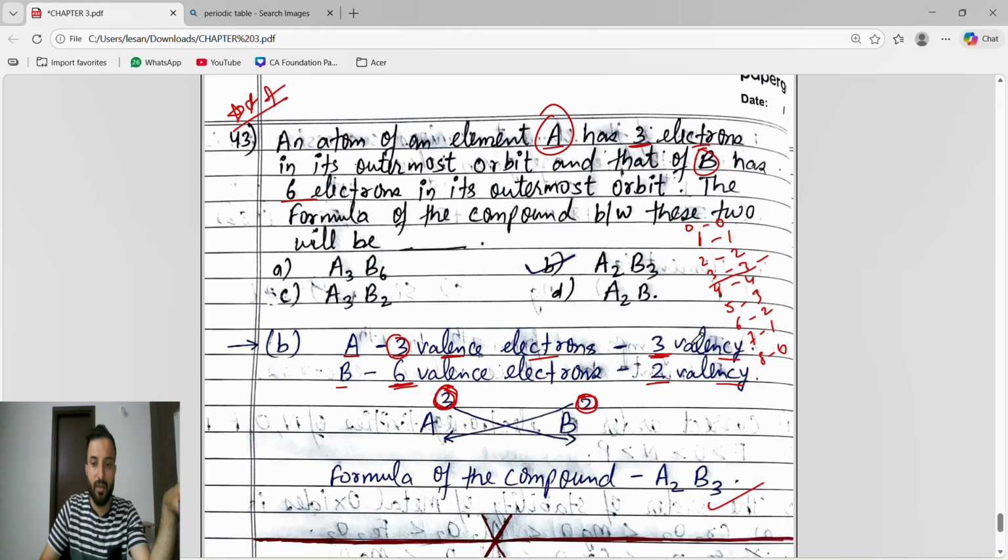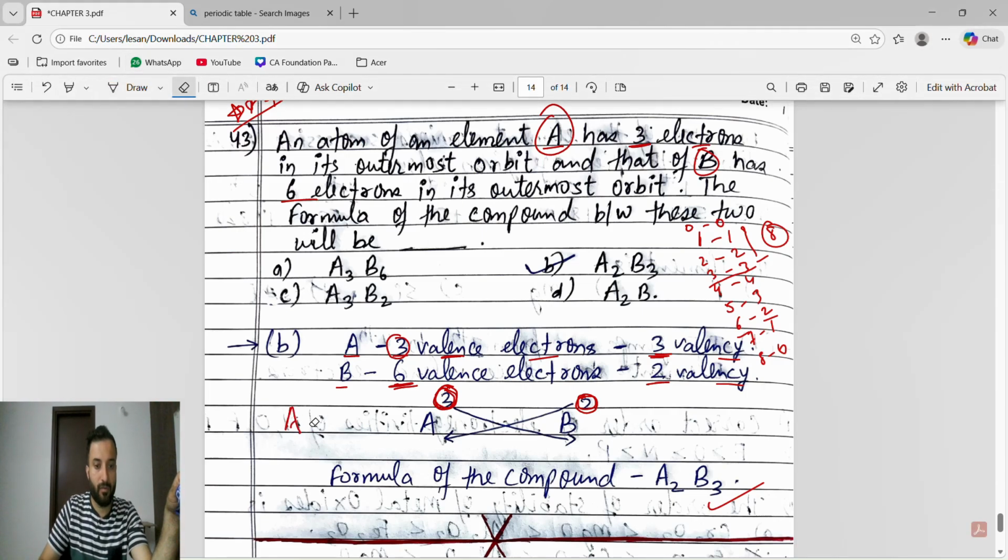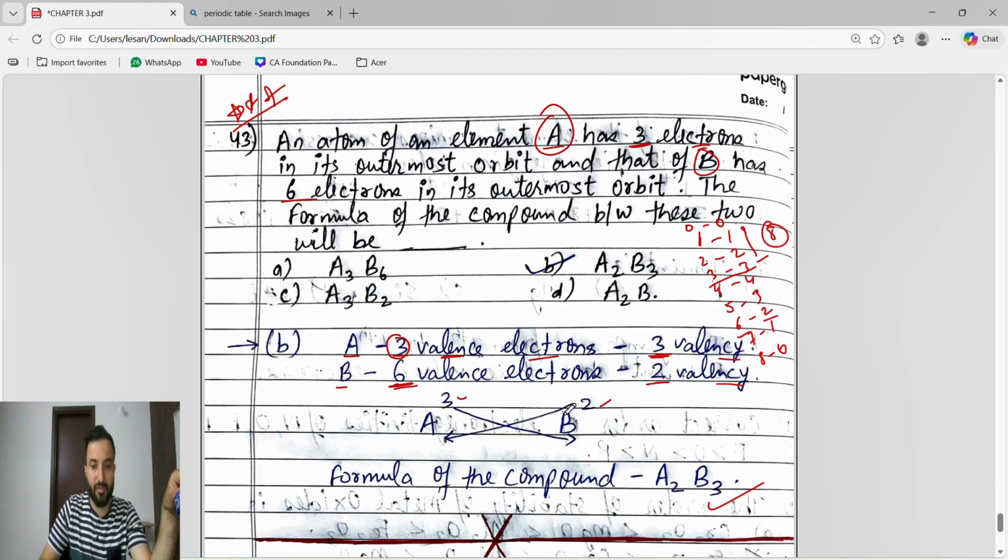So A has 3 valency. B has 6 valence electrons, so 2 valency. Why did it happen like that? Because in total we want 8 electrons. Here 6 plus 2 is 8, 5 plus 3 is 8, 4 plus 4 is 8, 7 plus 1 is 8, 8 plus 0 is 8. And here it will be 0: 3 minus 3 is 0, 2 minus 2 is 0, 1 minus 1 is 0, 0 minus 0 is 0. Like that. So A is having 3 valence electrons, so valency is also 3. So we'll write this 3. B is having 6 valence electrons, so valency is 2. Then we'll interchange. So it will become A2B3. This is the formula of the compound.